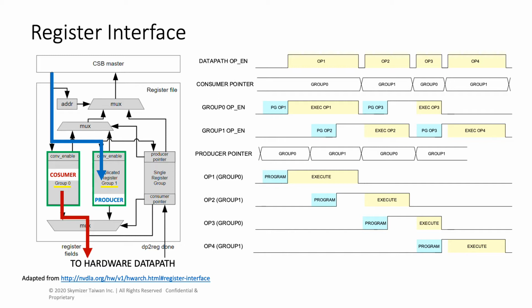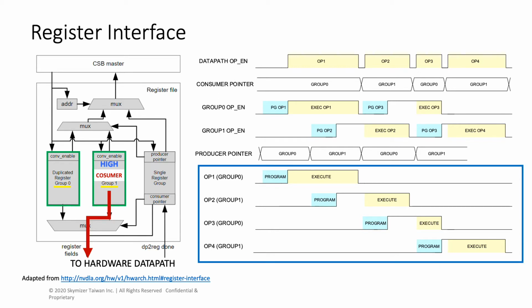The CPU always writes operator settings to the producer group, while the hardware data path always reads settings from the consumer group. When CPU finishes programming Group 1, it will set the OP-enable signal of Group 1 to high. After the hardware block finishes running the layer in Group 0, the consumer pointer will automatically switch to Group 1. If the OP-enable signal of Group 1 is high, the hardware data path will immediately begin running the next layer in Group 1. The example at the right-hand side depicts a sequence of 4 operators, OP1 to OP4. They need to be executed consecutively on the same hardware. The bottom 4 waveforms show how the programming latencies get hidden and do not contribute to overall execution time.